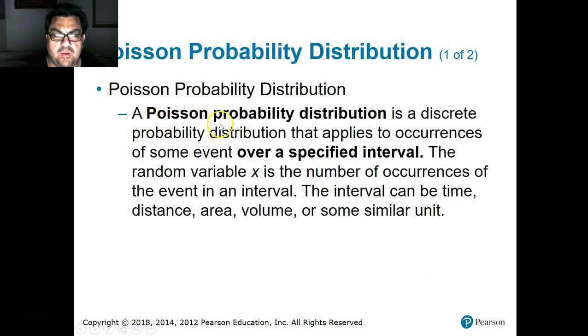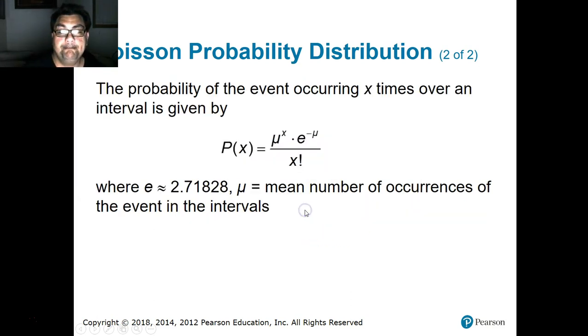A Poisson probability distribution is a discrete probability distribution that applies to occurrences of some event over a specific interval. The random variable x is the number of occurrences of the event in an interval. The interval can be time, distance, area, volume, or some other unit. It is given by this equation here.